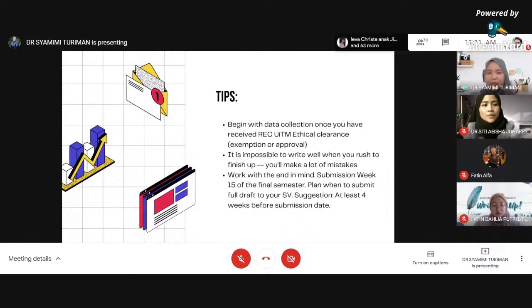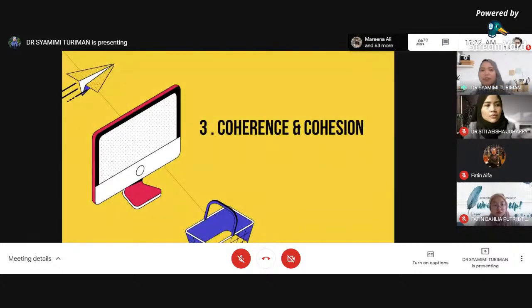Because it can backfire. On the one hand, you want your supervisors to comment on your work. On the other hand, you are scared to read the feedback, knowing the amount of work that you have to do. But if the feedback is given at least 4 weeks before the submission date, you still have ample time to make corrections and to improve. Finally, my final point will be in terms of coherence and cohesion.